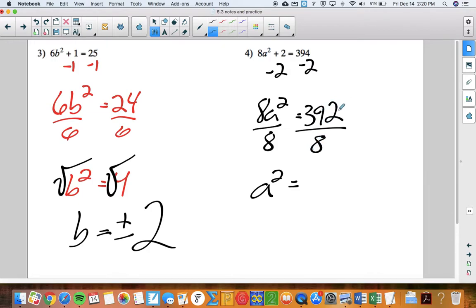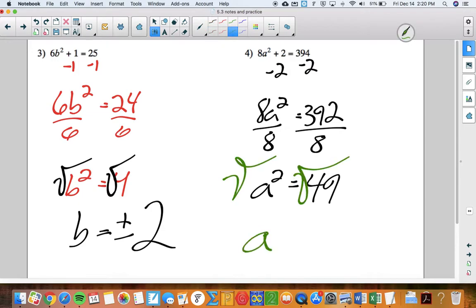And I know that this is 1/8 shy of that. So 1/8 shy of 50, or 1 shy of 50, is 49. That's what a squared equals. So now we need to square root. So we get a equals positive and negative 7.